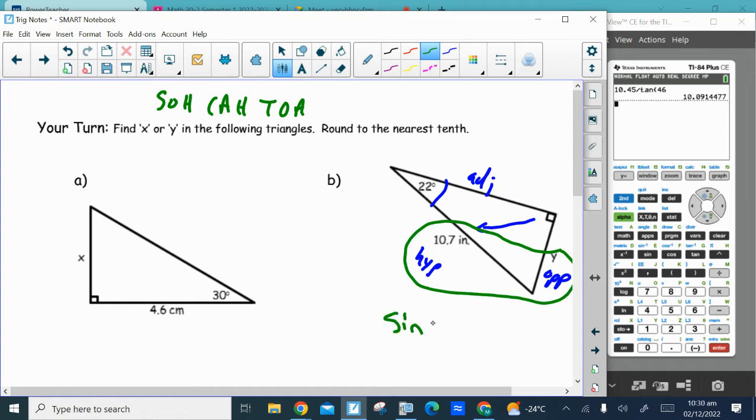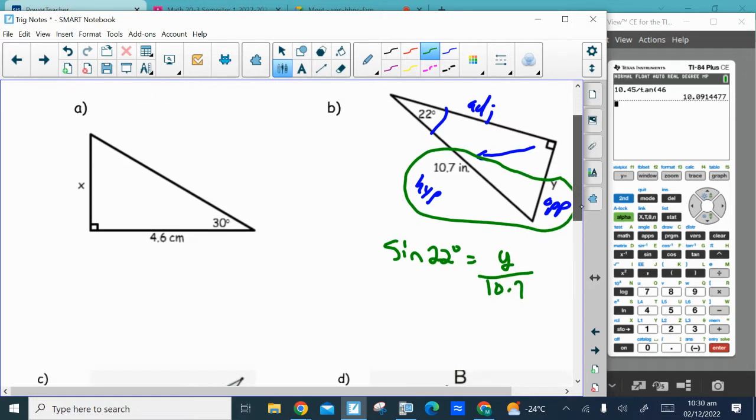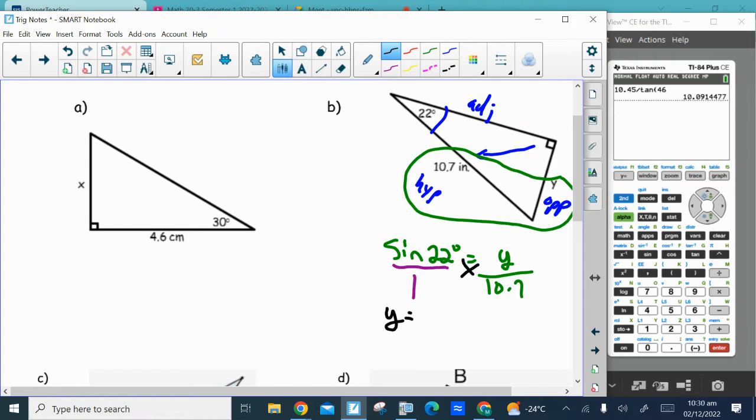And the order matters. The sine of the angle, which is 22 degrees, equals O comes before H. So it's O, the opposite on top, H, the hypotenuse on the bottom. Opposite is Y, hypotenuse is on the bottom. Make both sides a fraction. Cross multiply. And in this case, when you go 1 times Y, you've got the variable Y by itself. That will equal 10.7 times the sine of 22 degrees. When you cross multiply, the cross products are equal.